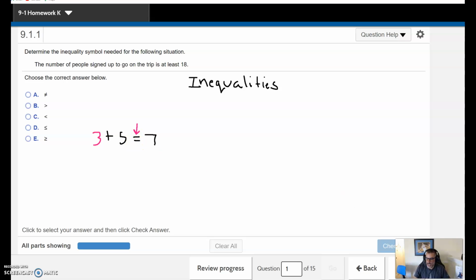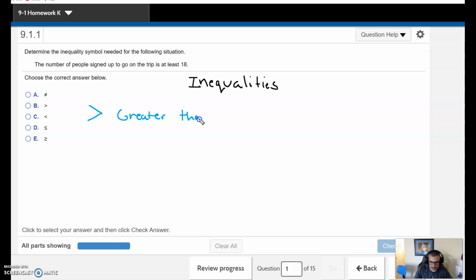And so we need a whole new set of symbols to describe this situation, right? We can't use an equal sign anymore. That's where inequalities come in. They basically mean unequal. So we have 4 new symbols. So we take out the equal sign and we replace it with 4 because we have 4 different situations. The first symbol that we have is what we call the greater than symbol.